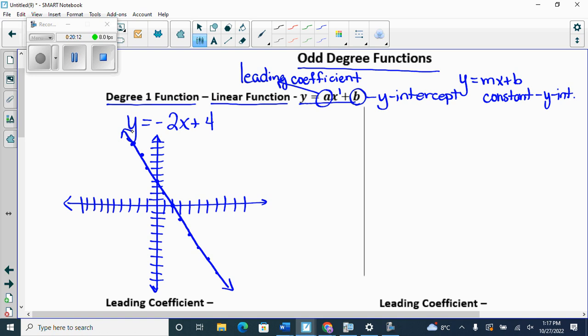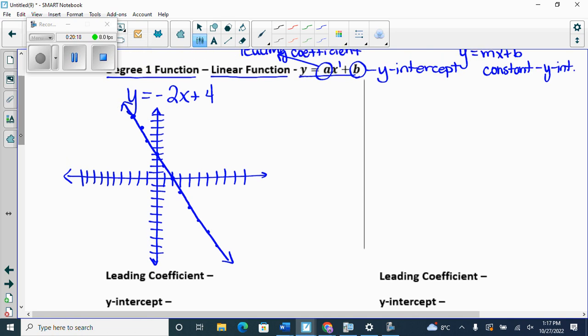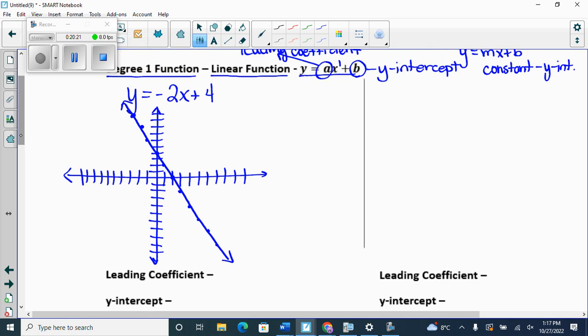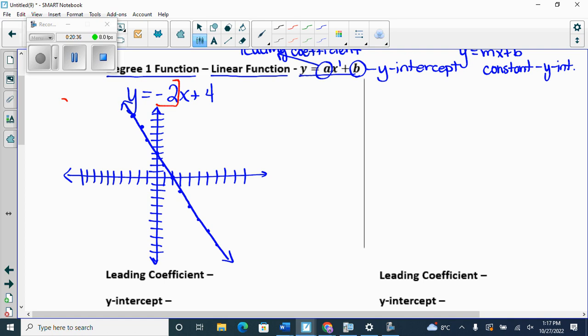So, let's talk about the leading coefficient of this one. What is the leading coefficient on this equation? Someone whispered it. Someone was right. I think someone said negative 2. Negative 2 is the leading coefficient. The leading coefficient is the number in front of the variable with the largest exponent. So negative 2 is the one in front of x to the 1. The other one would be x to the 0, so it's not the leading coefficient. So I'm going to put negative 2 in a box so that it actually looks like negative 2. If not, it looks like minus and minus 2 because I used the dash.